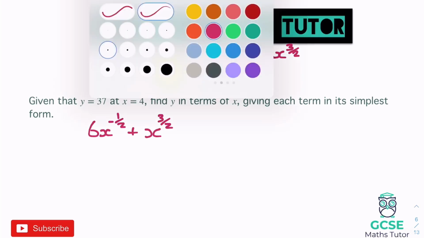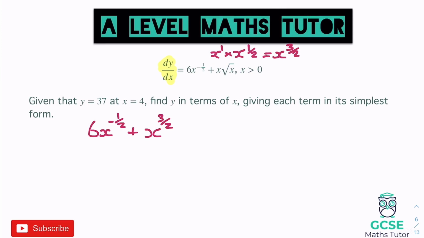But there we go, now we can integrate it. If we increase this first power, the power of negative a half, and add 1 to that, it becomes positive a half. So we have 6x to the power of positive a half, dividing by that new power of a half. The next piece, 3 over 2, if we add 1 to that, it becomes 5 over 2, remembering that 1 is just 2 halves, so adding 2 halves gives 5 halves. So we have x to the power of 5 over 2, all divided by 5 over 2, plus c. And there we are, that's integrated.